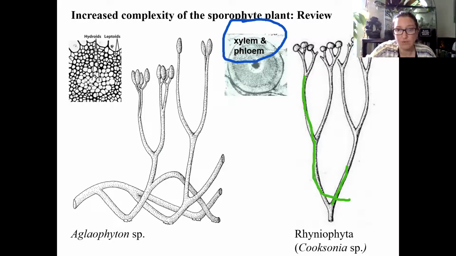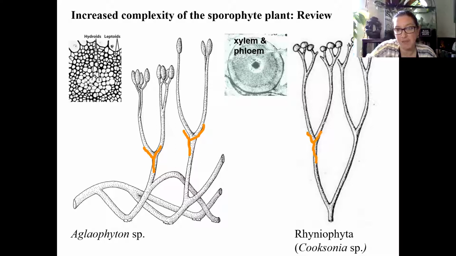Still don't have roots, right? We only have rhizoids. But we also have, at the tips, many sporangia per sporophyte plant, right? So that's more complex. Notice this, look at this growth pattern. Grow, split, grow, split. And even here, grow, split.